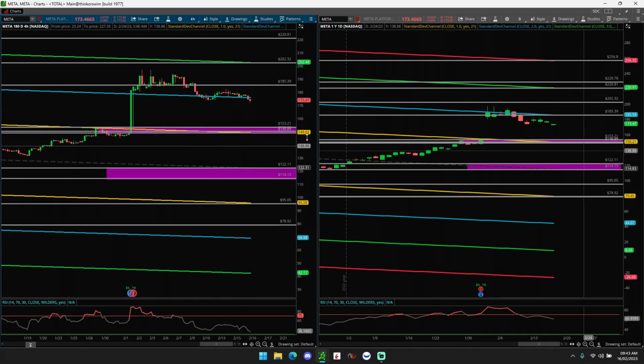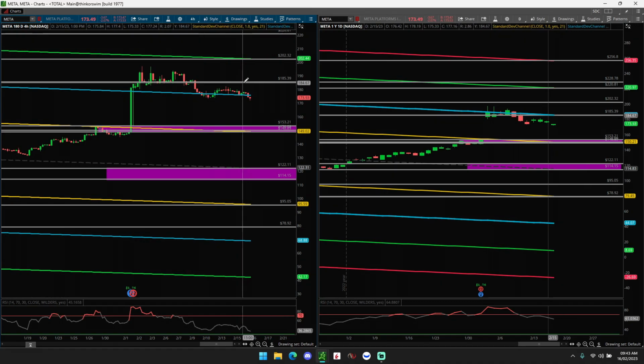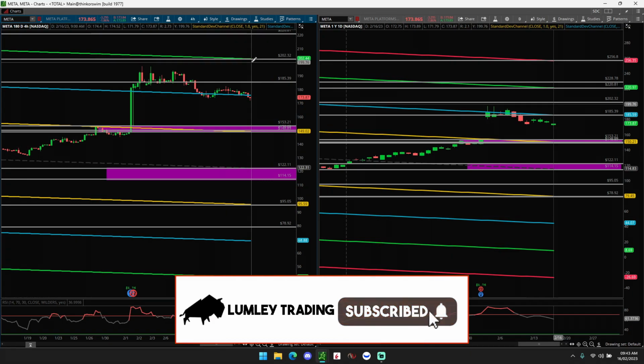If for any reason that does end up breaking to the upside, again, what I'm waiting for then is that 185 break, come back to test it as a support, and if it holds, 202 as that target.